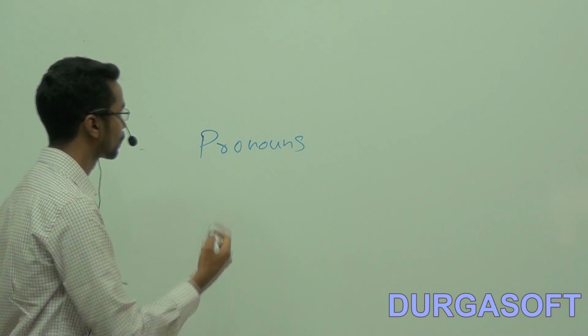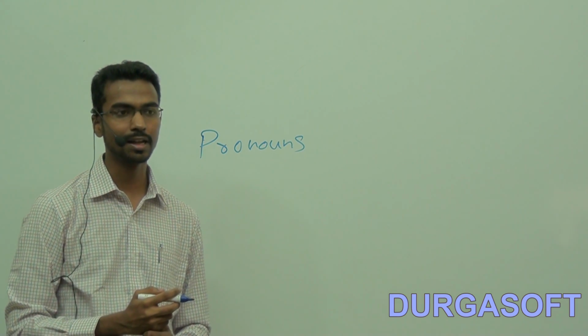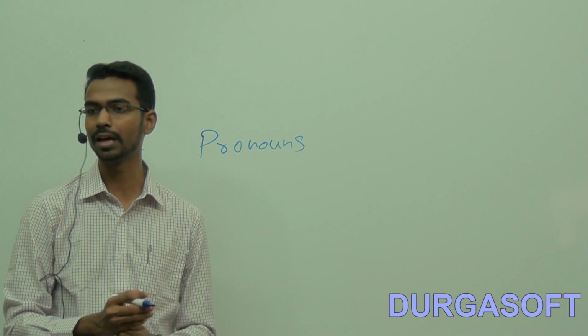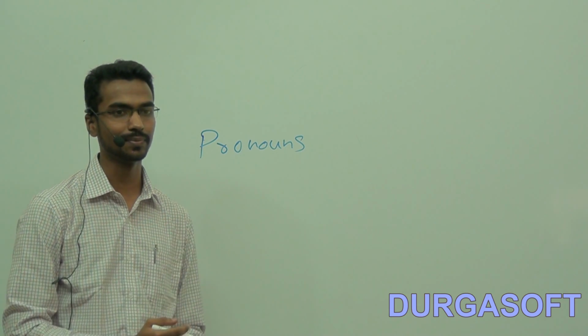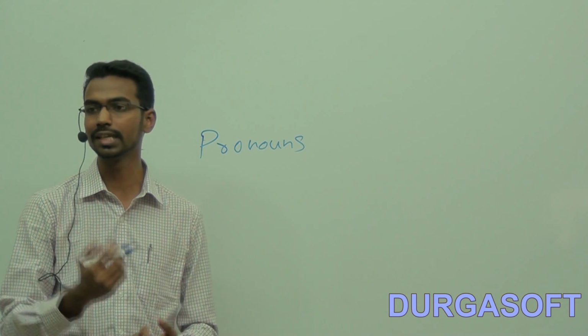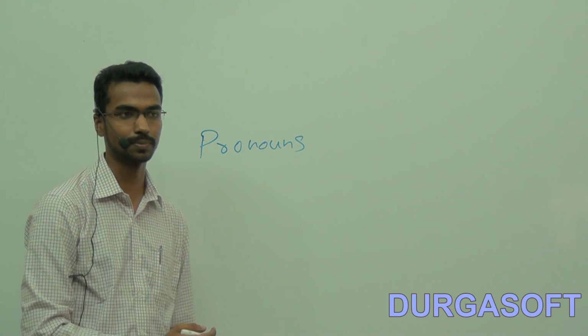Exactly. So pronouns stand instead of nouns, right? Instead of saying Raju or Ravi or Rama, I can say he. And if it's a woman's name, I can say she. And if it's a non-living thing, I would say it. Right? So pronouns stand instead of nouns.